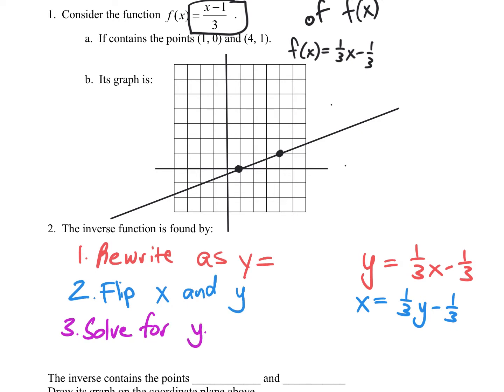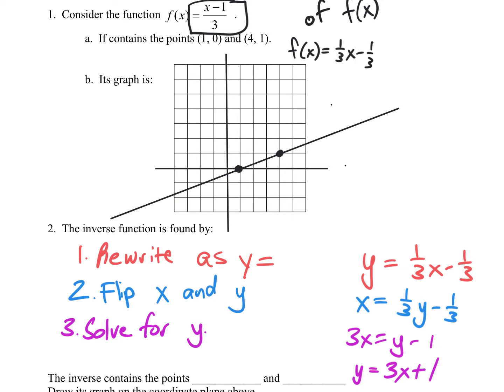So I'm going to clear my fractions. You can see that everything is in thirds, so 3x equals y minus 1. So we can solve this for y as 3x plus 1. I just barely got enough space there.